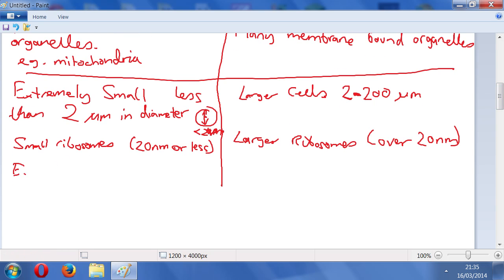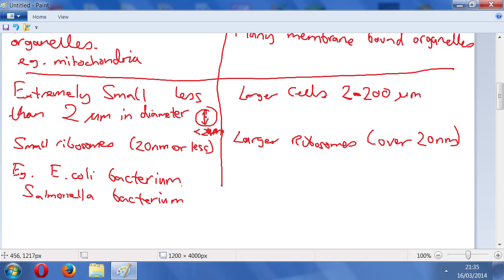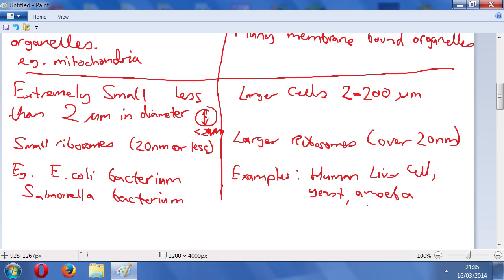And just to get some clarification of what these are, we can have here E. coli, which is a bacterium, and Salmonella, it's a bacterium. Of course, bacterium is singular, and bacteria, for instance, is plural. And then the eukaryotic cells are things like a human liver cell, yeast, and of course amoeba.